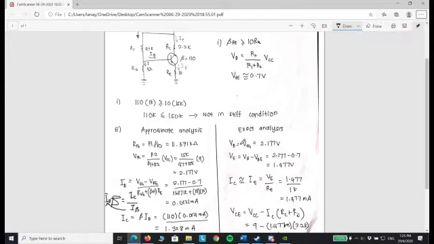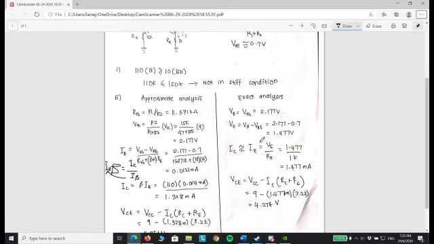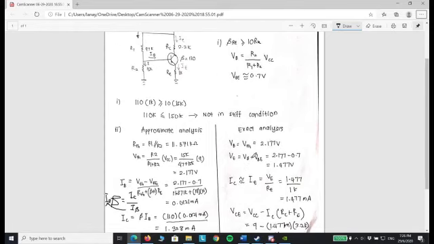Next, we can use the exact analysis on the circuit. First, VB equals VTH equals 2.177 volt. VB and VTH are both on the R2, so it is 2.177 volt. Next, VE equals VB minus VBE. So VB is 2.177 volt minus VBE, and VBE is this 0.7 volt. So you will get 1.477 volt.